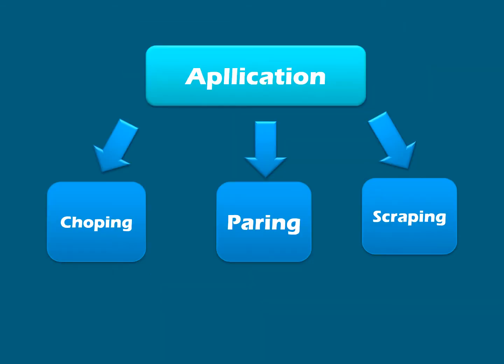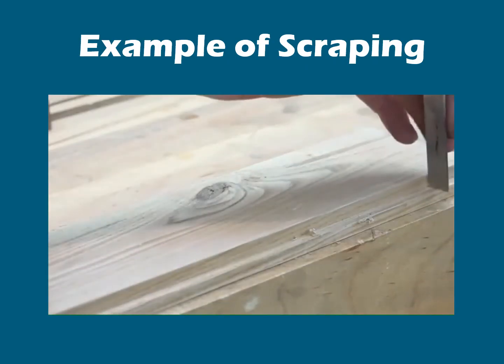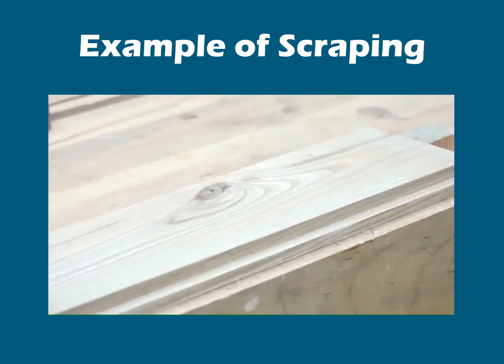These are the applications of chisel: chopping, paring, scraping. There are various types of applications that a chisel can do. And really all you have to do is take your chisel, drop it on the wood, and pull back. Nice shapes.